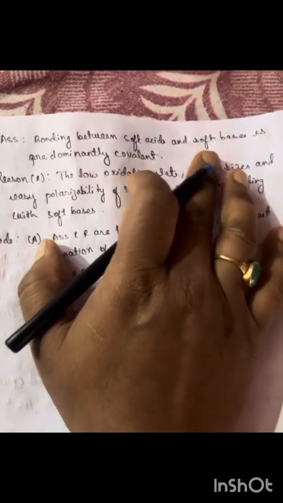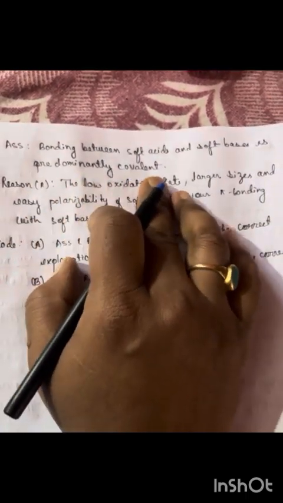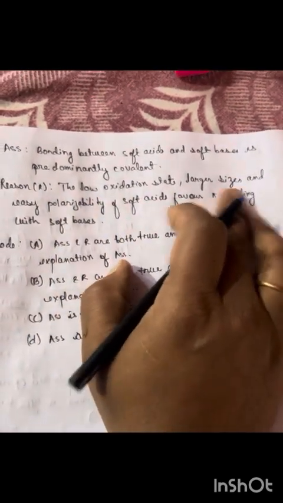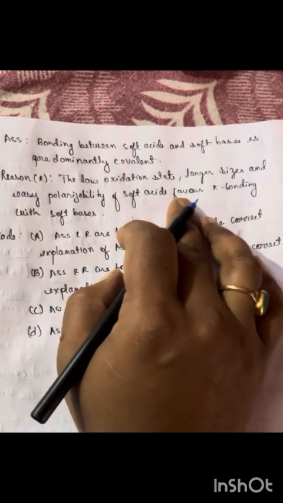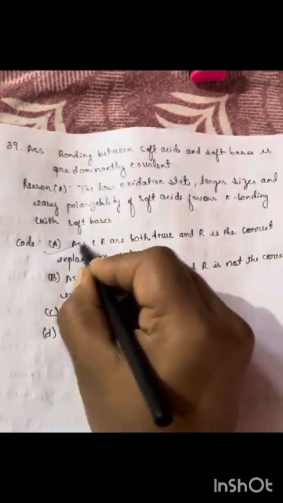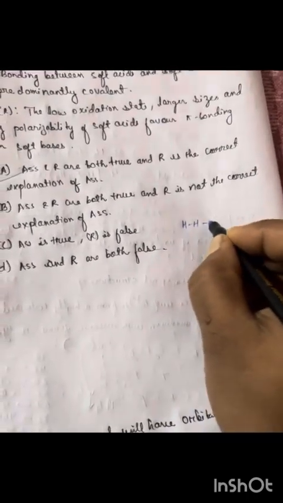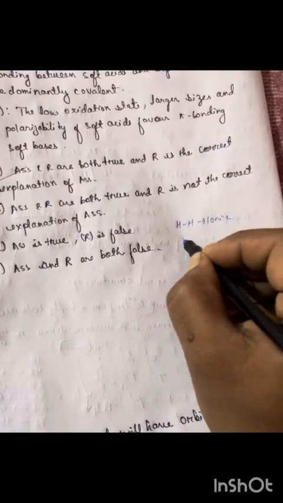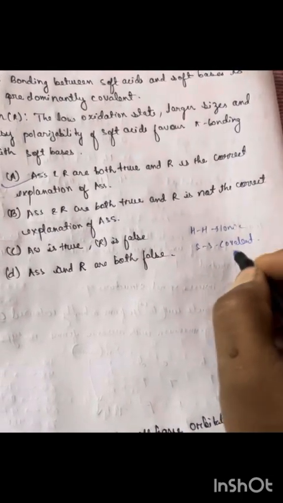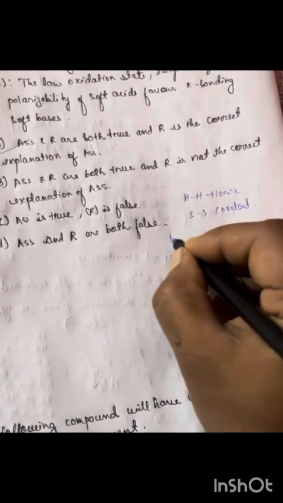Next you see what is given. Bonding between the soft acid and the soft base is predominantly covalent. The reason given is the low oxidation state, larger size and easily polarizable nature of the soft acid favors pi bonding with soft bases. This is what is true and it's a correct explanation. Now see, as you know, for hard it is ionic, for soft it is covalent. Therefore it is true, first line. Achha, the reasons you see here, I will differentiate it better.